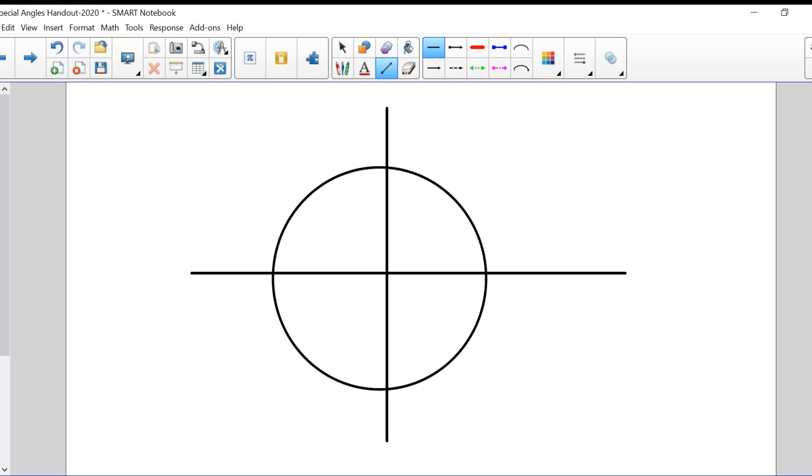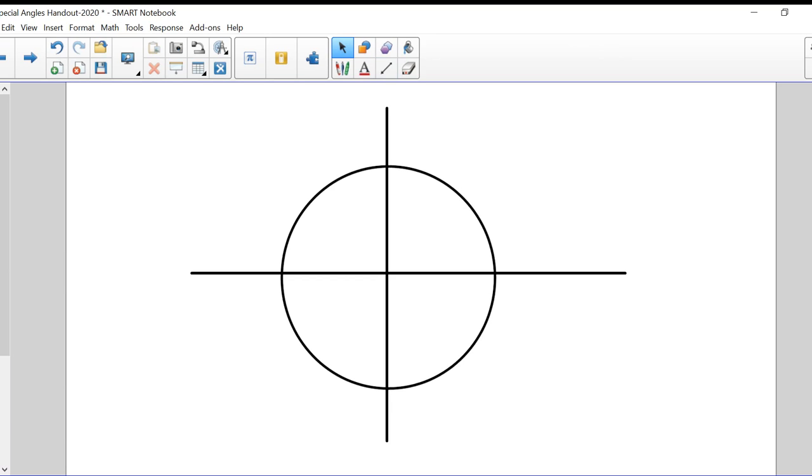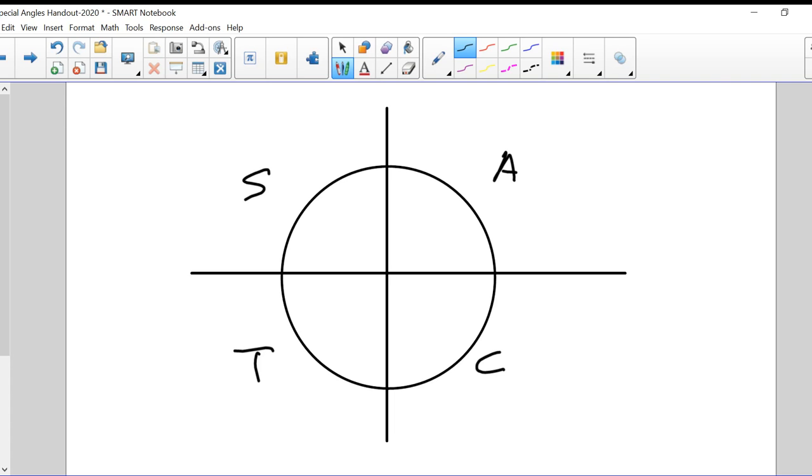The next thing I'm going to do is move the circle over a little bit here. Then I'm going to put CAST on it. Everybody remember CAST? C-A-S-T? Yeah, okay. We remember what that is. CAST tells you what is positive in each of the quadrants. So the C starts off down here. The A is here. The S is here, and the T is here.